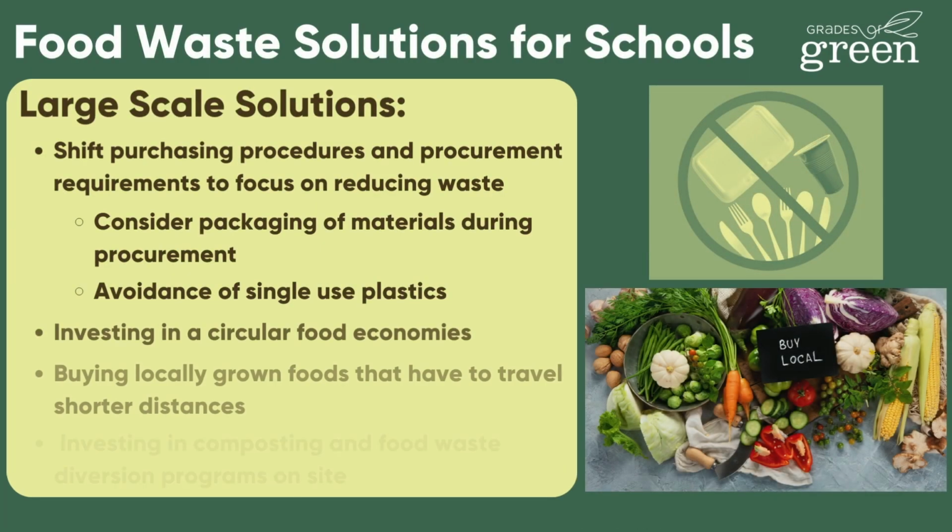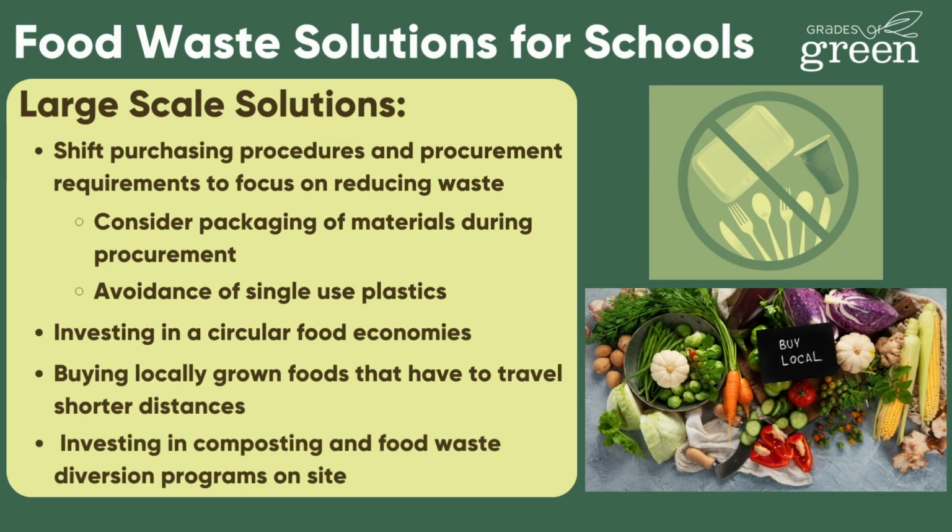On a larger scale, campuses should also shift purchasing procedures and procurement requirements to focus on reducing waste. Procurement practices should consider packaging of materials and avoidance of single-use plastics. Investing in circular food economies, buying locally grown foods that have to travel shorter distances, and investing in composting and food waste diversion programs on site will help campuses combat food waste.